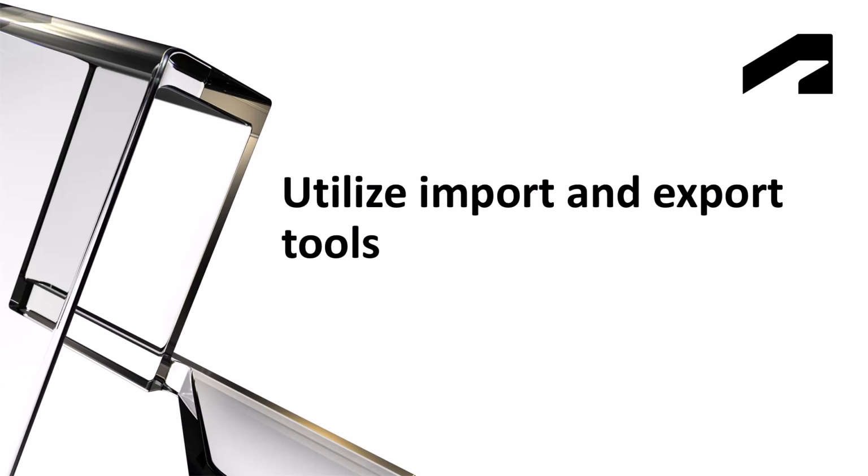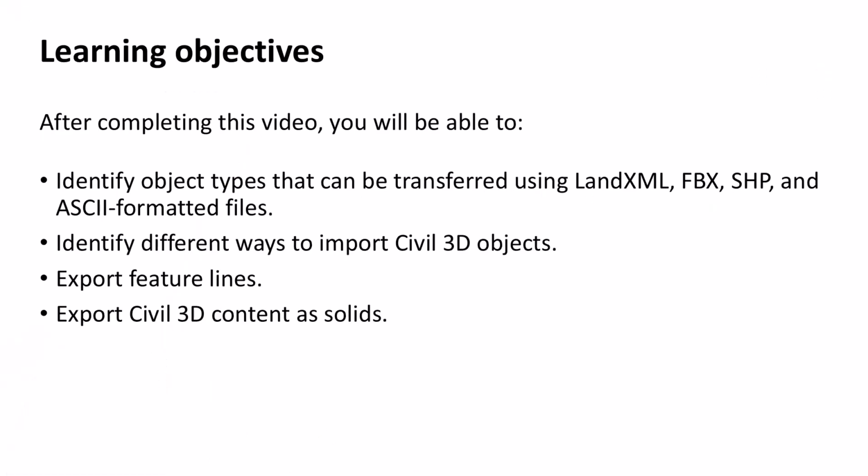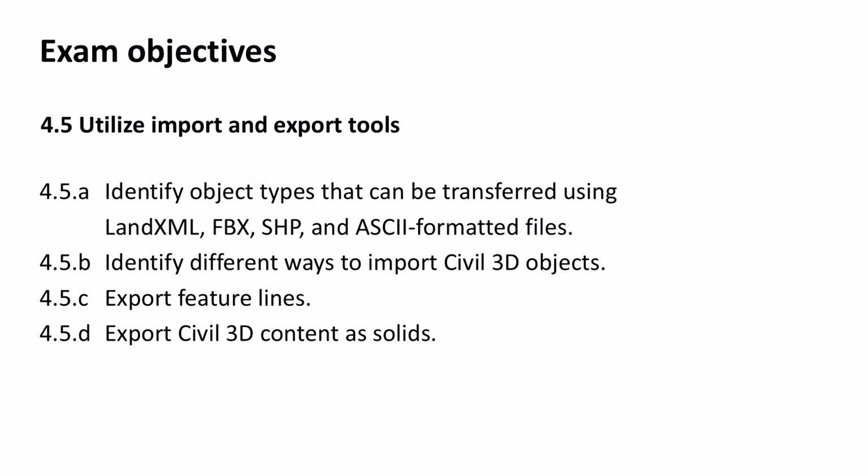Utilize import and export tools. After completing this video, you will be able to identify object types that can be transferred using LandXML, FBX, SHP, and ASCII formatted files. Identify different ways to import Civil 3D objects, export feature lines, and export Civil 3D content as solids.